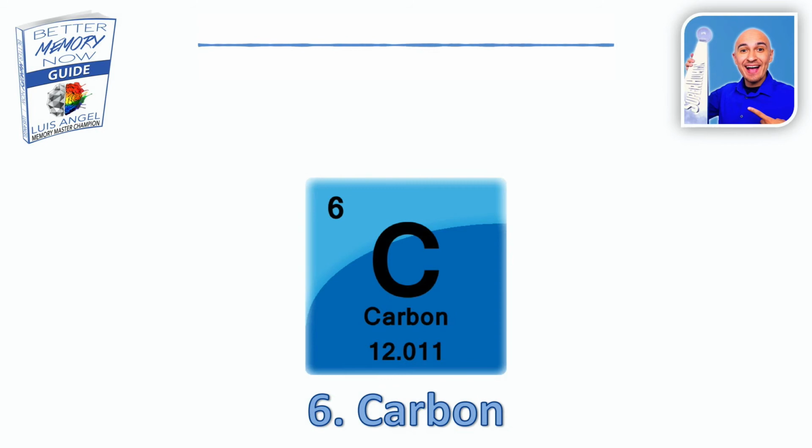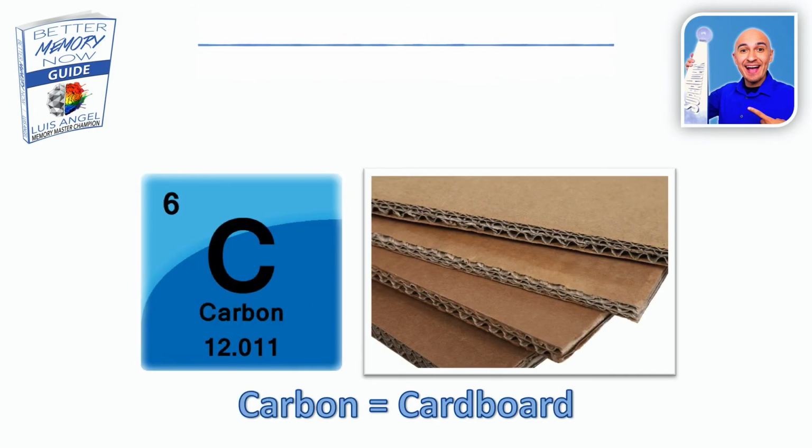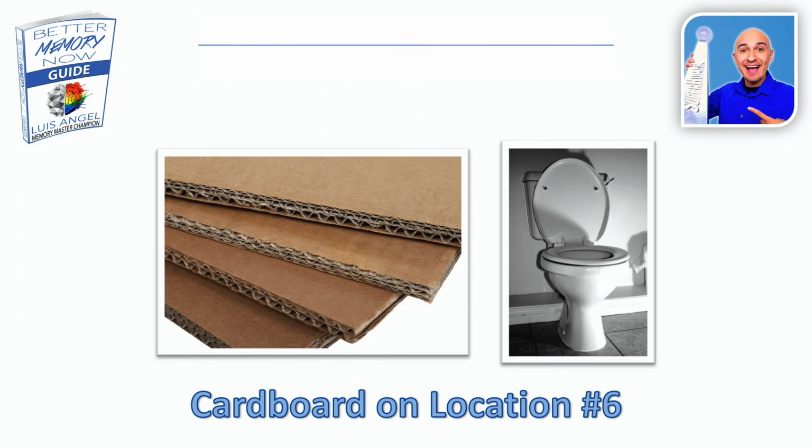6 is carbon. I like to picture cardboard for carbon, and I'll see cardboard on my 6th location. I'll help you out with this one. So maybe picture you're stuffing it down the toilet. You're trying to flush cardboard down the toilet, and then you see it just rolling round and round in that toilet. So cardboard, toilet. Well, for me, it's a toilet. Whatever your 6th location is, picture the cardboard doing something on that location.